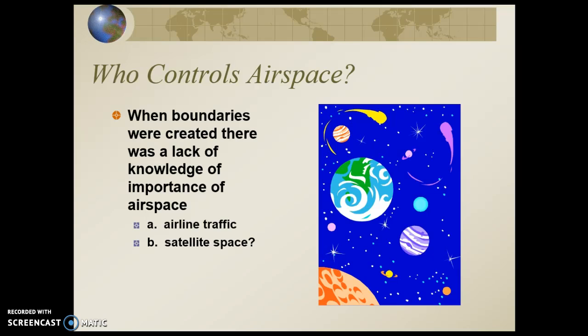Another question about boundaries that's coming up now, with satellites and air travel and things along those lines, is who manages boundaries in space and air. Are these boundaries international and extraterrestrial, right? Airline traffic, satellite space. So there are lots of current issues regarding boundaries that we really don't have answers to yet that are coming up as we evolve with our technology.